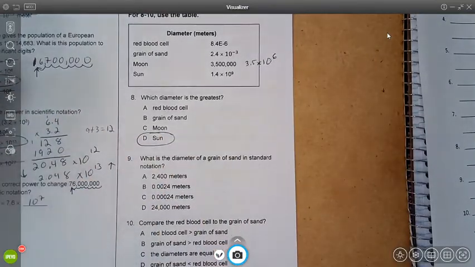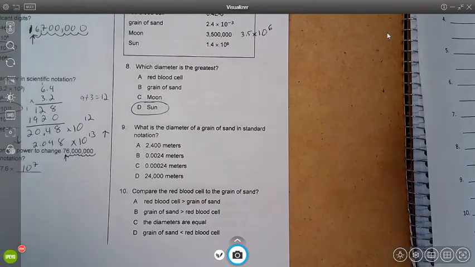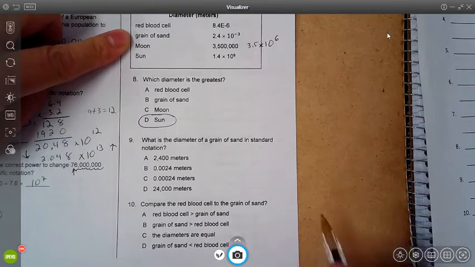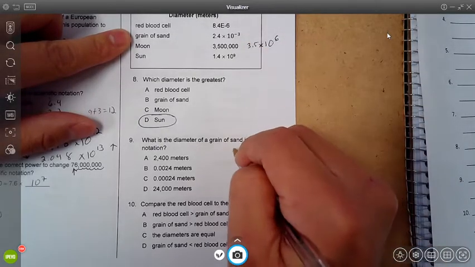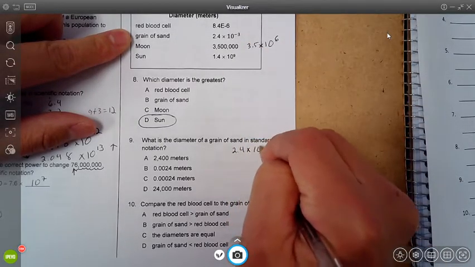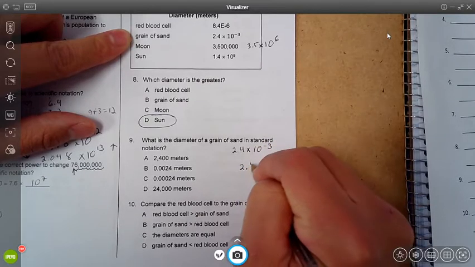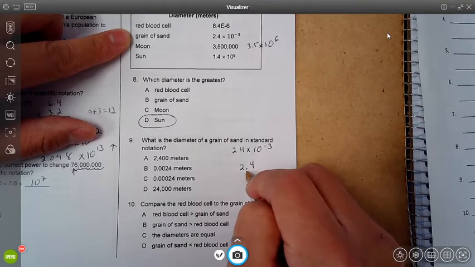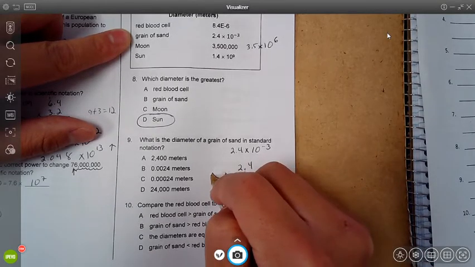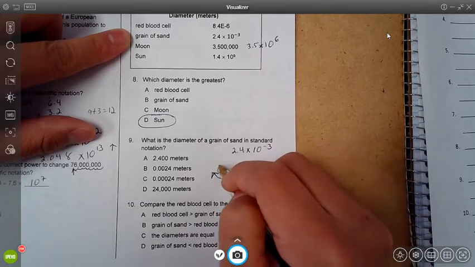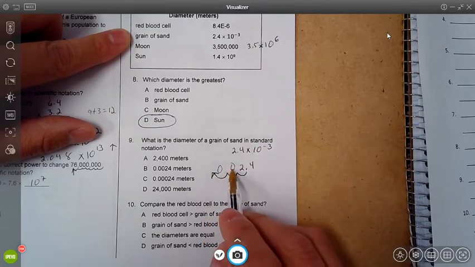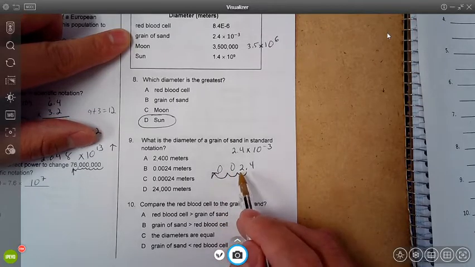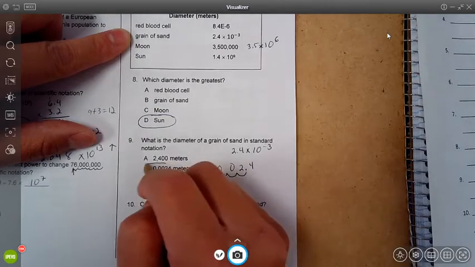What is the diameter of a grain of sand in standard notation? Well, let's look at a grain of sand right here. So I have 2.4 times 10 to the negative 3. So let's do the 2.4. It's negative. I move it to the left 3 spaces. Okay, 1, 2, 3. Right, and in here would go 0. So it's 0.0024. I need 2 zeros in front of the 2 after the decimal. Okay, so this would be option B.